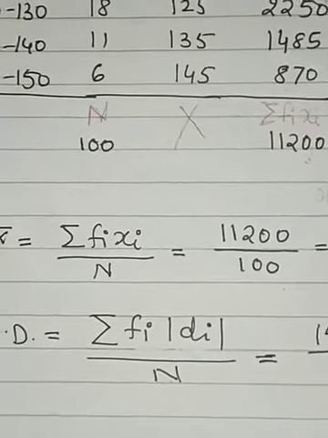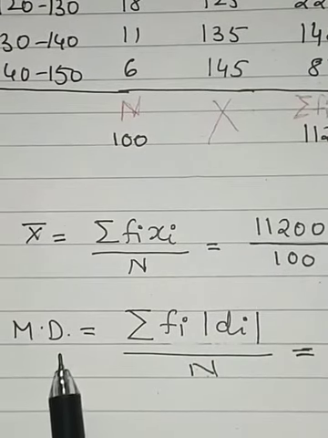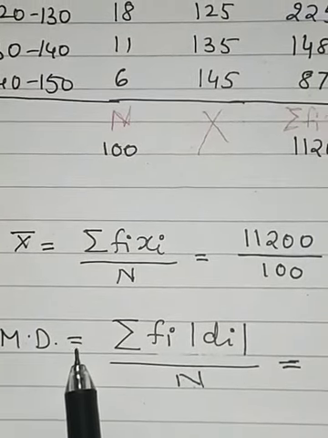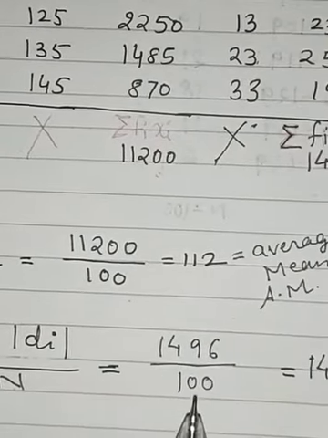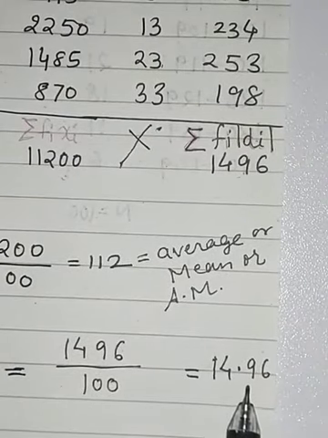After that, let's find out mean deviation. MD stands for mean deviation. Summation fi mod di upon n. So 1496 upon 100, that is 14.96.